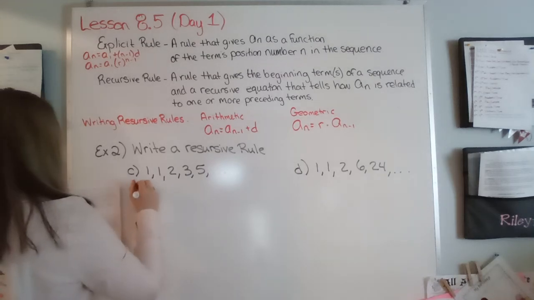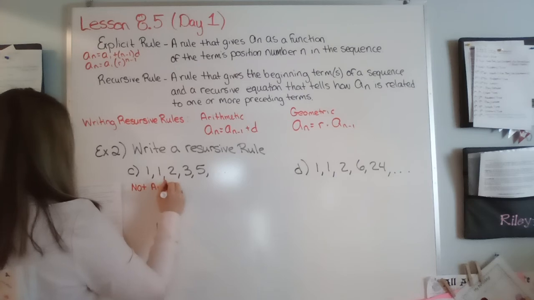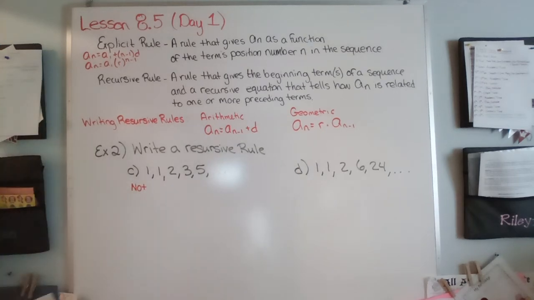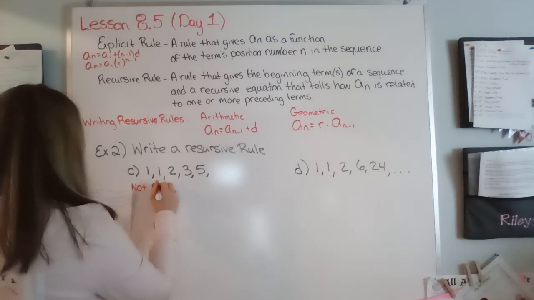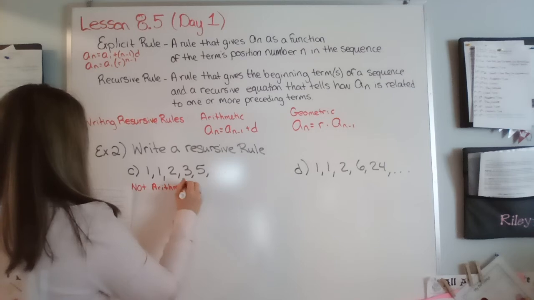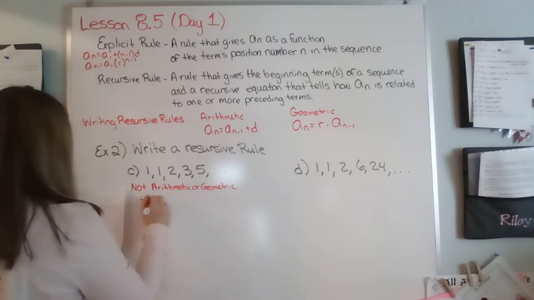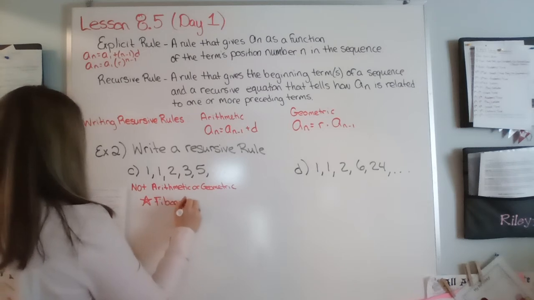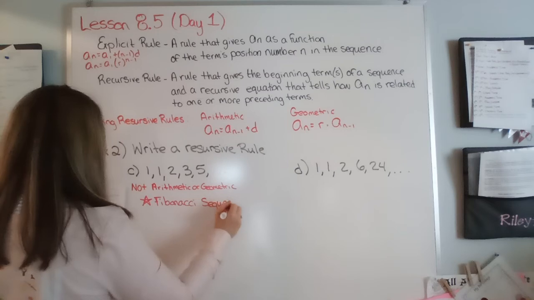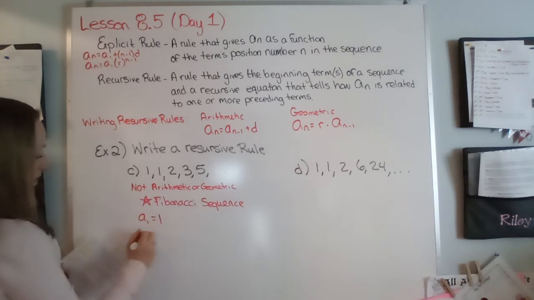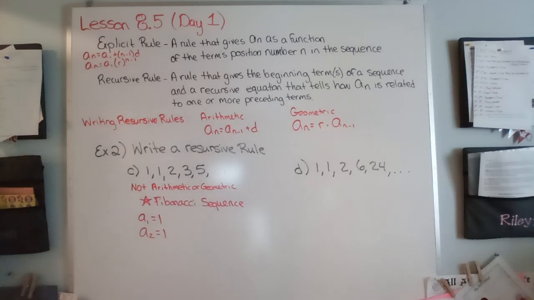So I'm going to say not arithmetic or geometric. This is the Fibonacci sequence. Okay. So your first term is 1. Your second term is also 1. All right. Now, the next term is the sum of the previous two terms. So that's where you actually begin to write the rule.